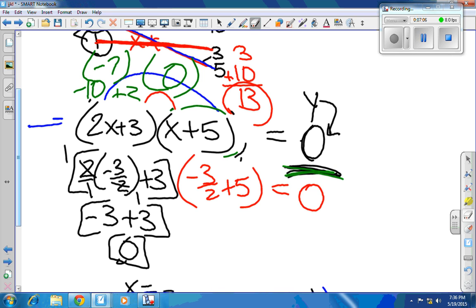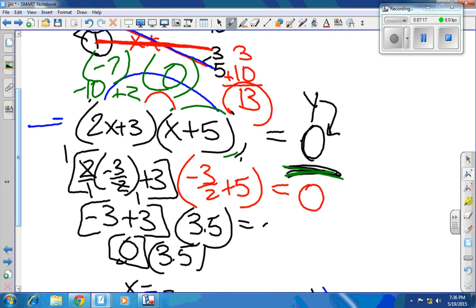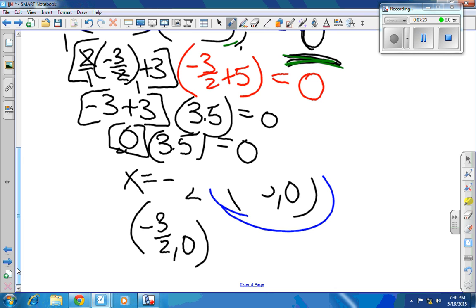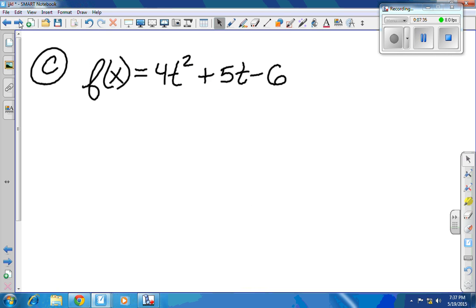And I'll simplify this other portion. 5 minus 1.5 gives us 3.5. And 0 times 3.5 does give us 0. So both an x value of negative 3 halves and an x value of negative 5 yield a y value of 0. So those are x-intercepts. Let's look at the next problem.